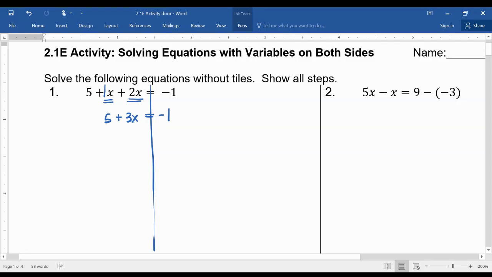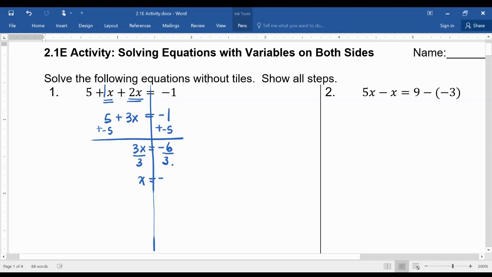And since the variable is on the left, I'm going to move my numbers to the right side by adding the opposite of 5, which is -5. We get 3x equals -6, and we divide by the coefficient of the variable. We're going to simplify our fractions. You're welcome to use a calculator.